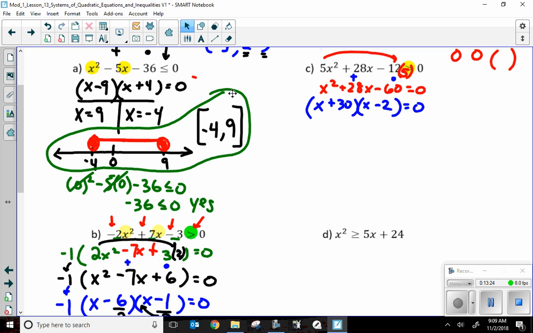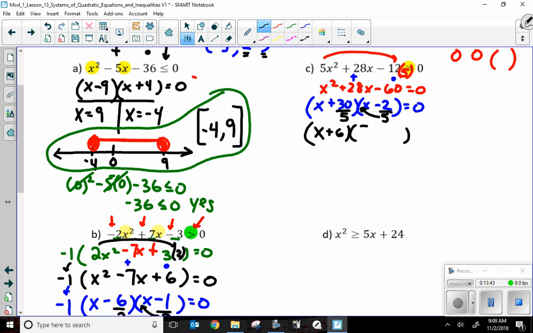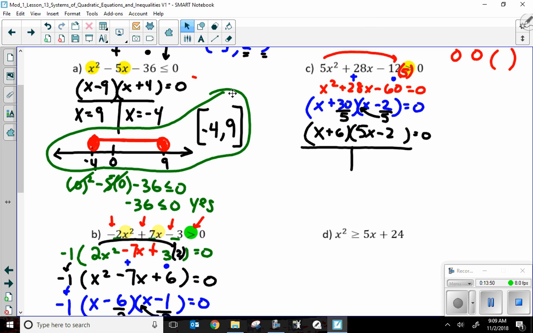Okay? I slipped the 5 out to the back with multiplication. So I'm going to slide the 5 back into the backs with division. x plus 6. And I cannot reduce this fraction, so bottoms up. 5x minus 2 equals 0. If I T-bone these and get solutions for them, x would equal negative 6, and x would equal 2/5.